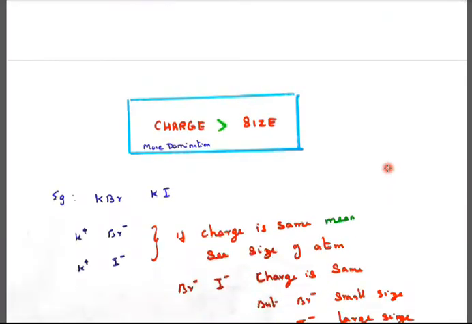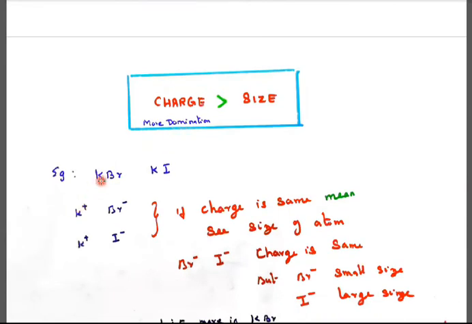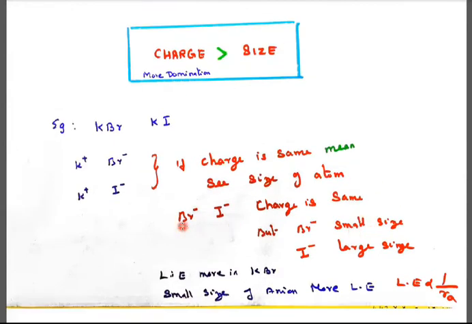Now let us see: the charge is greater than the size. So when you compare charge and size, if both are the same, first priority is given to charge, because it dominates more. So take KBr and KI: K plus and Br minus, K plus and I minus. In this, the charge is the same, so we see the size of the atom. The size of the iodine atom is greater than bromine.